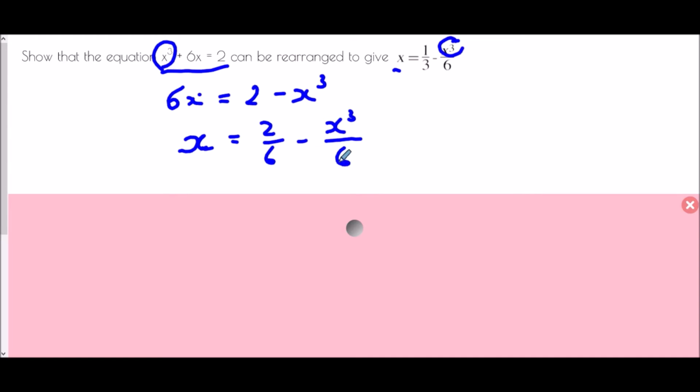But we just have to take a quick check, is that the same as what we had at the top when we were given the question? Well, it said x equals a third take away x cubed over 6. Is that the same? Well, it is. It's just that what we've done is we've simplified this fraction. And so we've shown that it is possible to rearrange it. We'll do the same with the next equation.